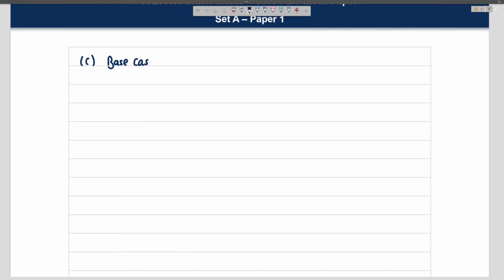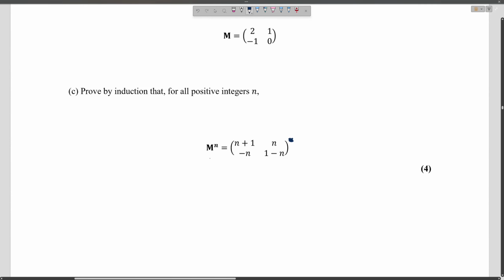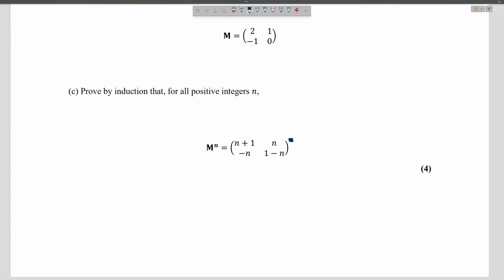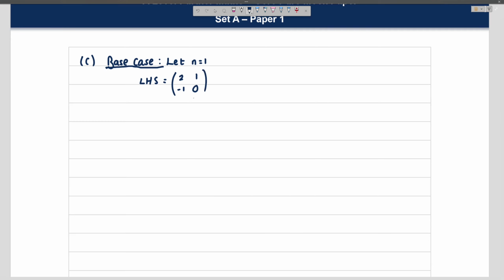So for the base case here, I'm just going to let n equal 1. So we let n equal 1 here. Okay. So on the left-hand side here, what do I get here then? So on the left-hand side, that's m to the power of 1. So m to the power of 1 here is just 2, 1, minus 1, and 0, like so.